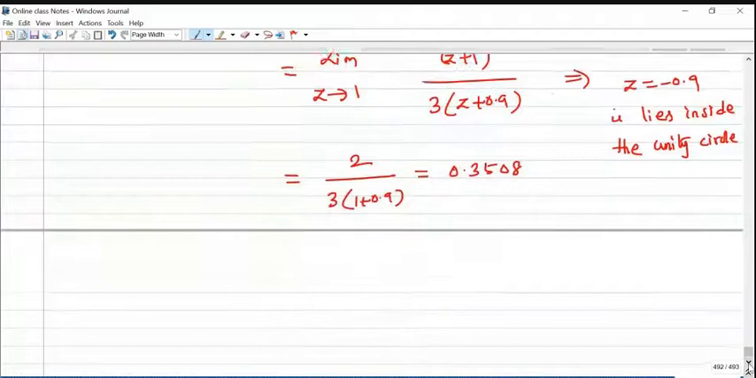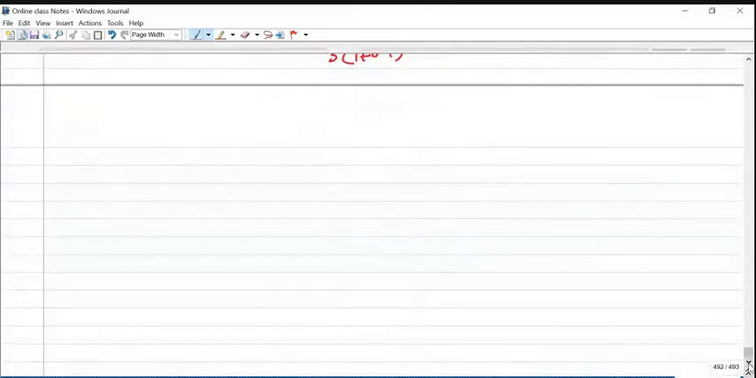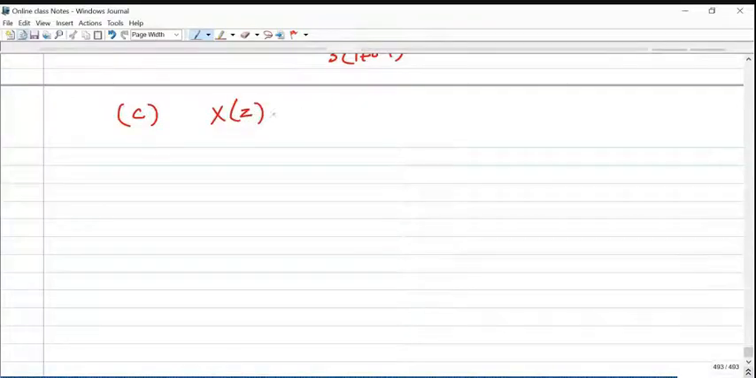Initial value theorem, no issue. You directly proceed with the formula. But for the final value theorem, you must check whether all the poles lie within the unit circle or outside the unit circle.